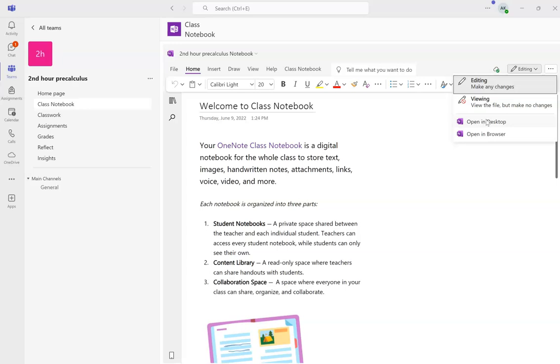I'm at that screen. Where do I go now? My computer is bad. So editing or viewing and then open in desktop. Right? So on the side, it's class notebook. Yep.